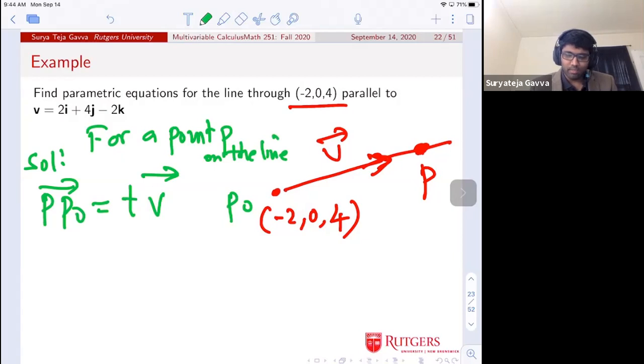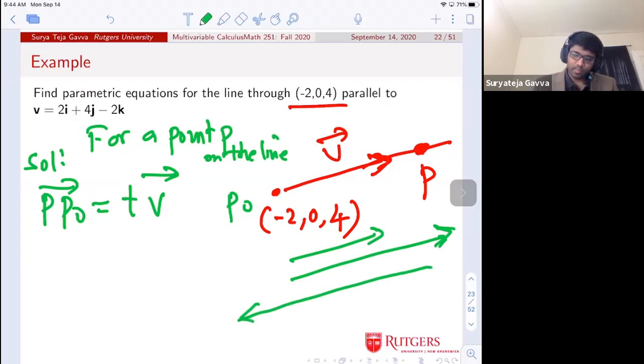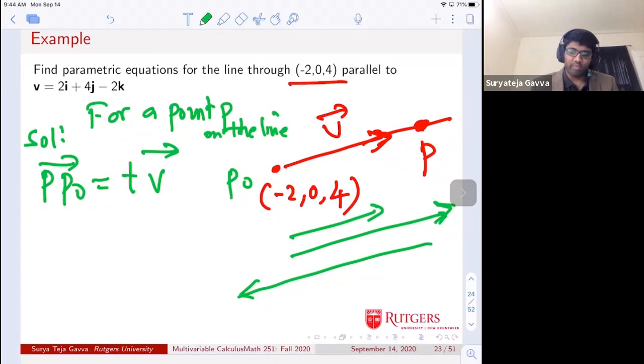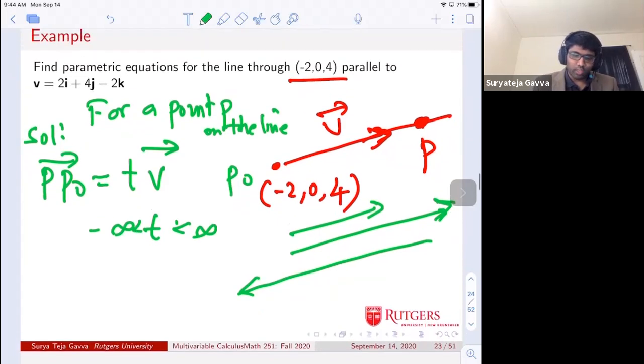I'm just saying that P0P is parallel to the vector V, right? It's parallel to the vector that's given. I mean, it could be in the opposite direction as well. In that case, T is negative. So it's like this or like this. So P0P is T times V, and T is some real number, from minus infinity to plus infinity. Okay, so now how do I determine P? Can you tell me what P is?